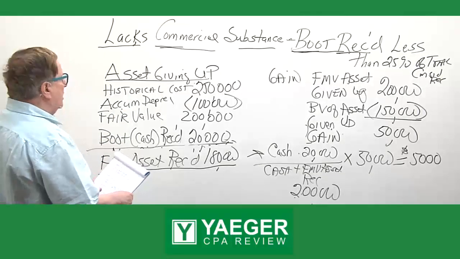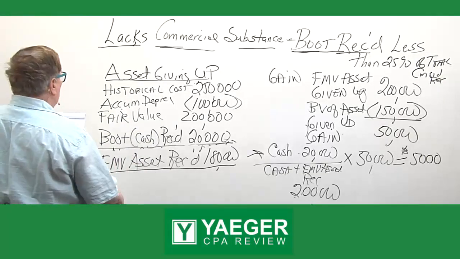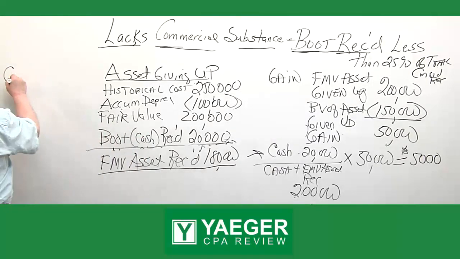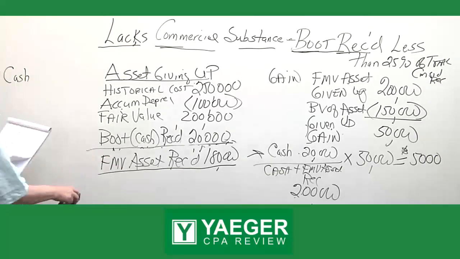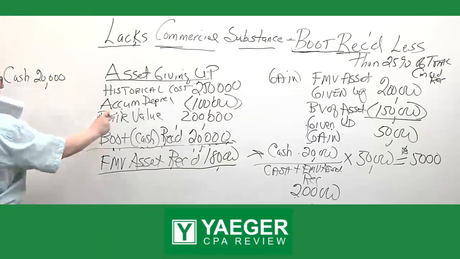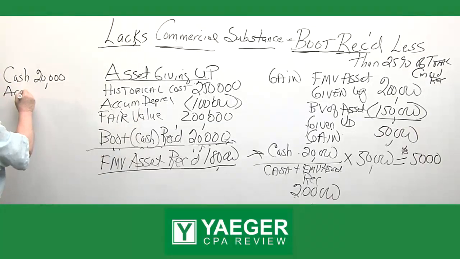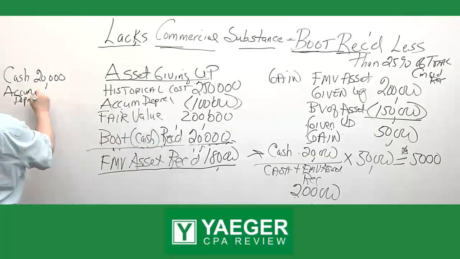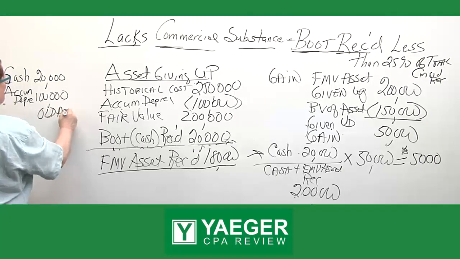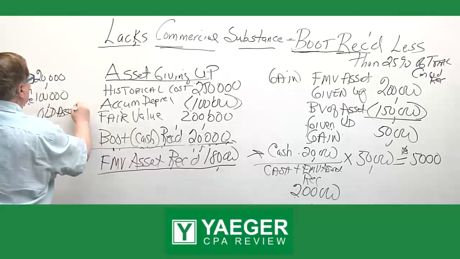Now, let's look at the new journal entry. Here's the entry. First of all, we'll debit cash. I'll have to move over the numbers a little. We'll debit cash $20,000. Now, we'll debit accumulated depreciation of 100,000. We'll credit the old asset, 250,000.